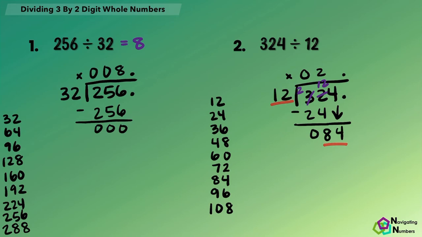12 goes into 84. Once, twice, 3, 4, 5, 6. Goes in 7 times perfectly. So 12 times 7 is 84. We get a remainder of 0. So 324 divided by 12 is 27.